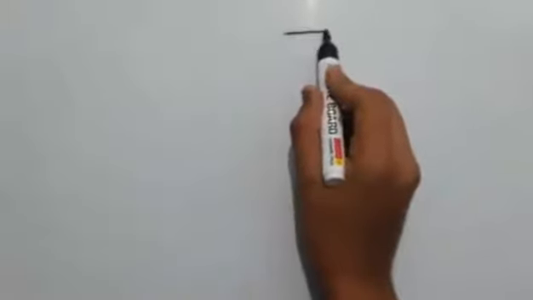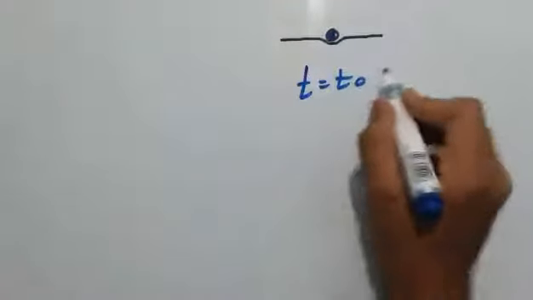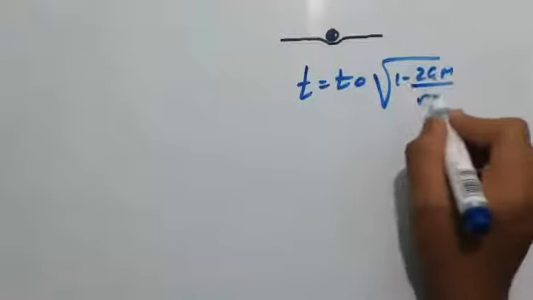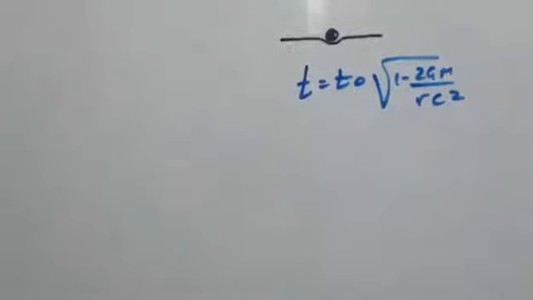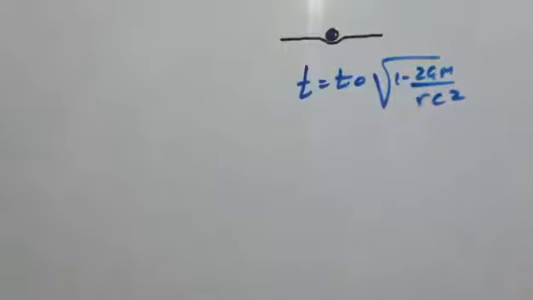A basic diagram for the earth stretching time would be something like this, where here is the earth. This would seem quite small, but it's quite true that earth stretches a very small amount of time by the formula T equals T naught times the square root of 1 minus 2GM upon rc squared. It's a very small amount if we just calculate by putting m as the mass of earth and r as the radius of earth.